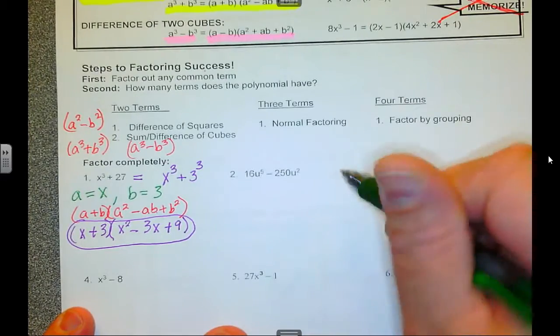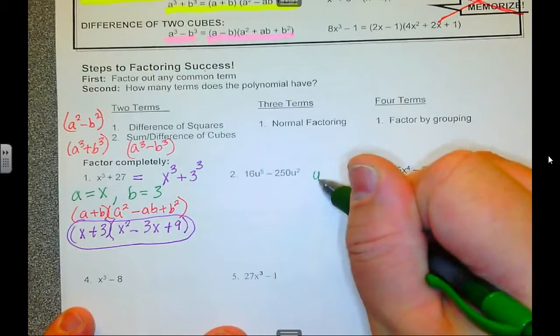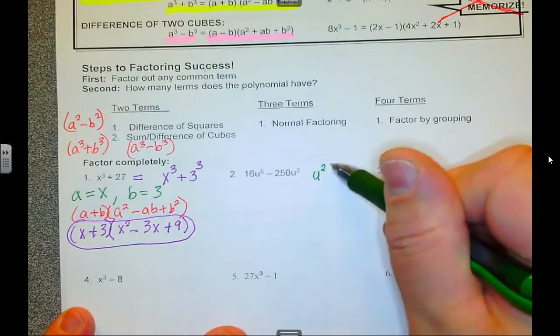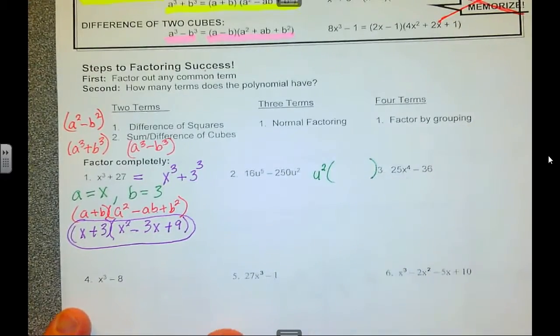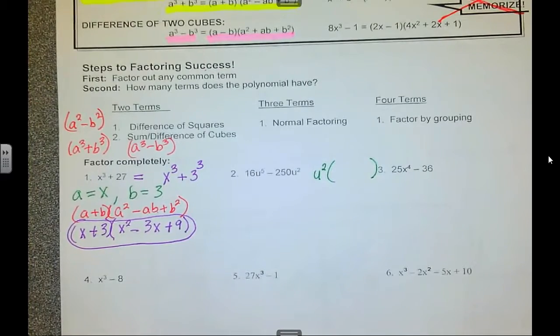Boy, you guys are a bunch of doorknobs. 2 u's, the 2 Utes. What about 16 and 250? What can I take out of both of those? You guys suck.